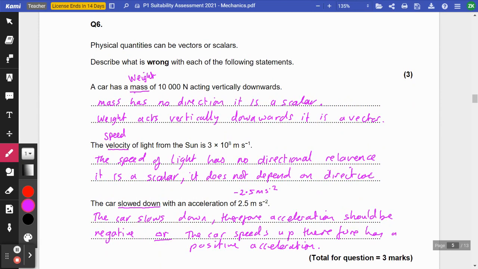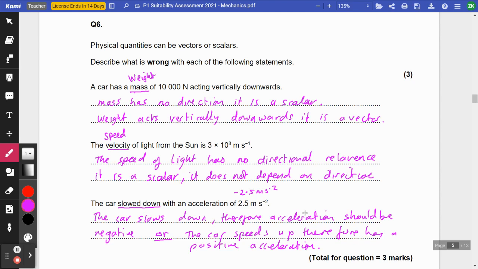Question 6. This is looking at the difference between vectors and scalars. So if you read that there, if I replace the word mass with weight, that entire sentence makes sense. So a car has a weight of 10,000 newtons acting vertically downwards. Weight acts vertically downwards. Mass is a scalar, so has no directional property. So when it says vertically downwards, that's the weight. So that's why I've written mass has no direction, it's a scalar, or you could have written weight acts vertically downwards, it's a vector, so mass is inappropriate.